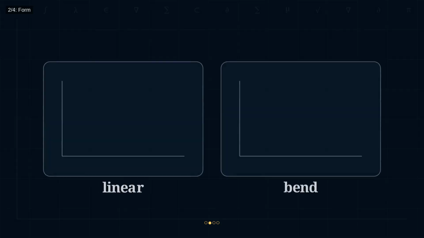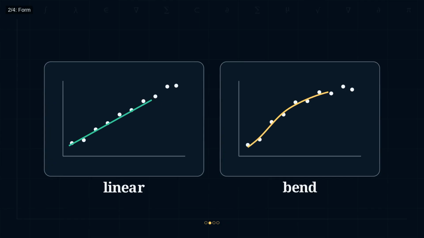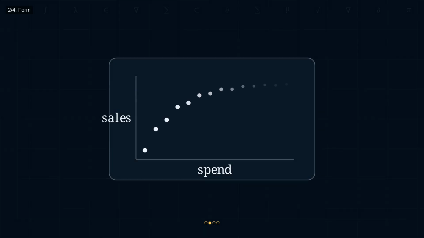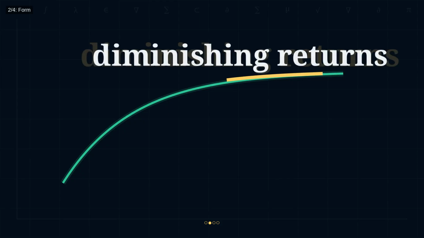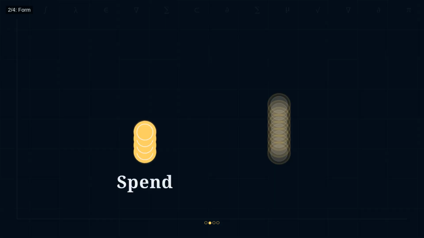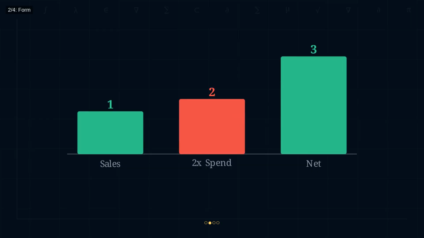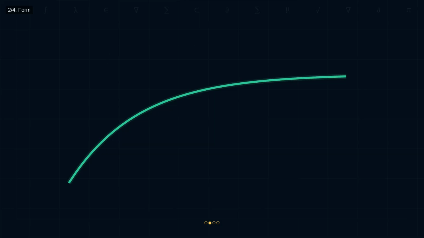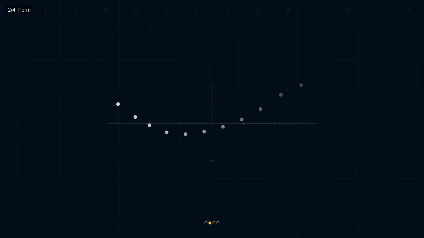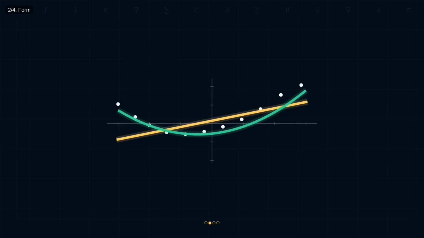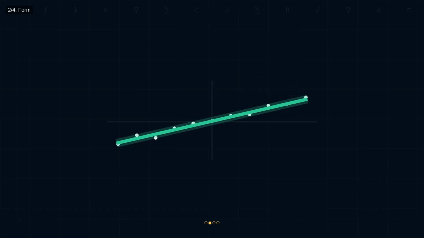Form is about shape. A straight line pattern says a linear summary could work, while a bend says it will not. With our advertising and sales, you might see a curve that rises quickly at low spend and then flattens, a classic sign of diminishing returns. You might even observe that when you spend about twice as much, sales increase, but by less than twice, another hint that a simple linear formula would overpromise at higher levels. The sign of the tilt and the presence of a bend matter more than any computed coefficient at this stage.